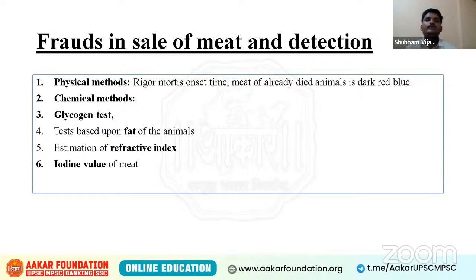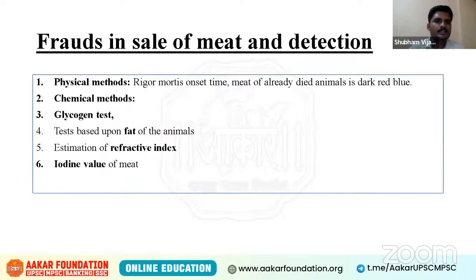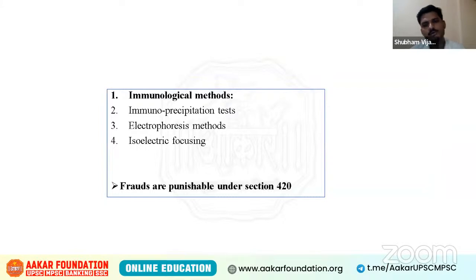Also there is estimation of refractive index, or estimation of iodine value of meat. Now you may ask, what is this? These are the parameters that are fixed for the meat of a particular species, and if there is a change in those values, then we can show that this meat is adulterated. Some immunological methods are there: immunoprecipitation test, electrophoresis method, or isoelectric focusing. So physical methods, chemical methods, and immunological methods we have covered here.